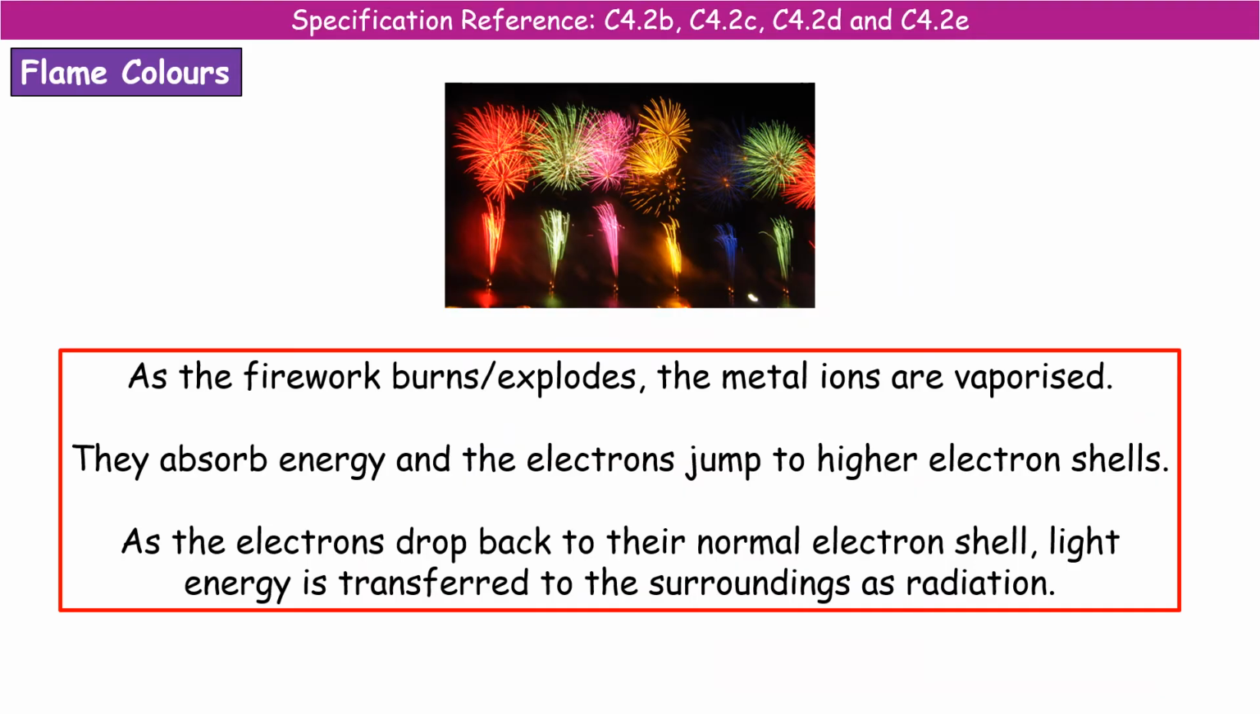First thing we're going to consider then are flame colours. Now, the place you're probably most familiar with these different flame colours as a result of a chemical reaction is in fireworks, because as fireworks burn or explode, then the metal ions that are present within their structure become vaporised, they absorb energy, causing electrons to jump to higher electron shells, and then as those excited electrons drop back down to their normal electron shell, they release light energy in the form of obviously a certain colour based on the amount of energy being transferred.